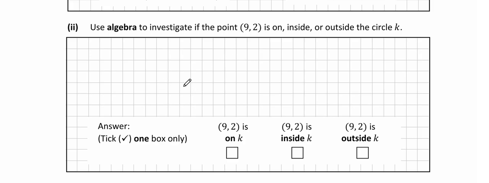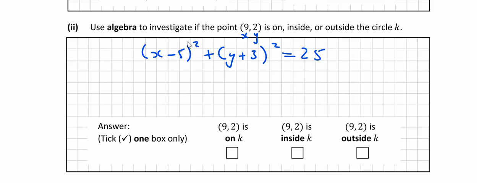Moving on to part 2, use algebra to investigate if the point (9, 2) is on, inside or outside the circle, so x before y. We have our formula here, (x − 5)² + (y + 3)² = 25. Remember I told you about left hand sides and right hand sides. So we're going to sub in 9 instead of x and 2 instead of y, and we're going to find out what is the story there.